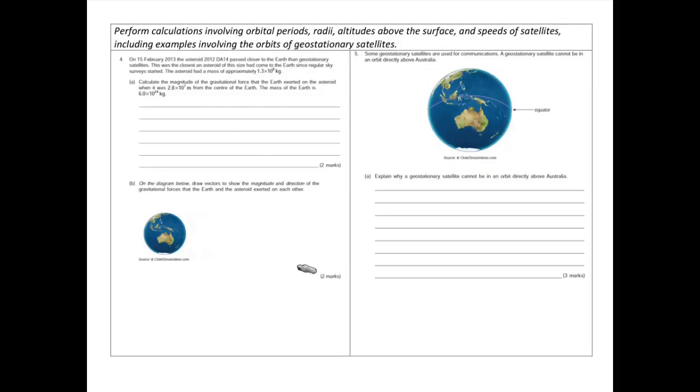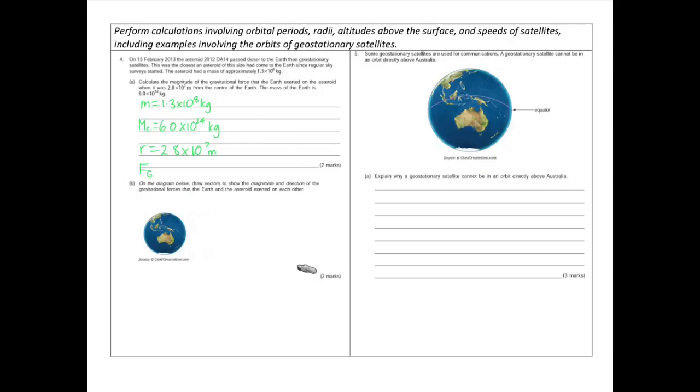So the information in the question: the mass of the satellite was 1.3 times 10 to the 8 kilograms. The mass of the Earth is equal to 6.0 times 10 to the 24 kilograms. When it was 2.8 times 10 to the 7 metres from the centre of the Earth, so that's a radius, r equals 2.8 times 10 to the 7 metres. And it's calculate the magnitude of the gravitational force.